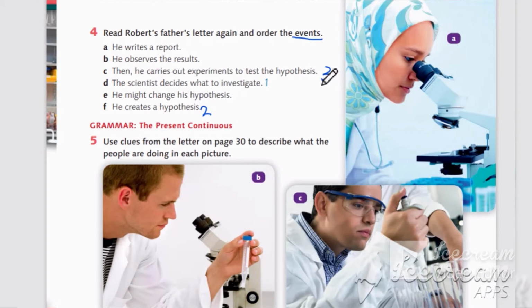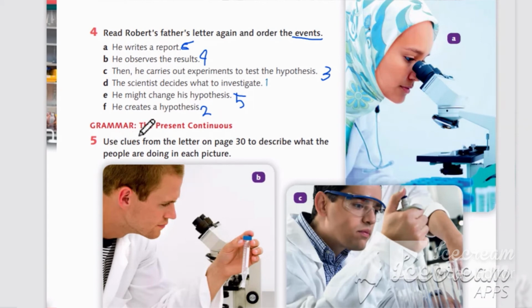4. He observes the results. Okay. يختبر النتائج. 5. He might change. ممكن حكينا إنه يغير الفرضية. 5. Okay. 6. He writes a report. تمام. These are the answers of the exercise. تمام. The stages of carrying out an experiment.